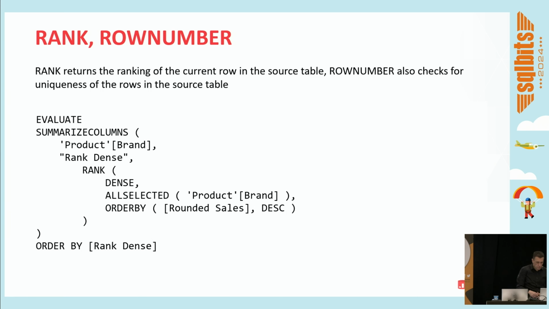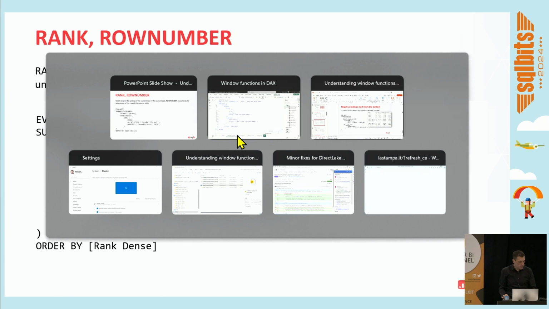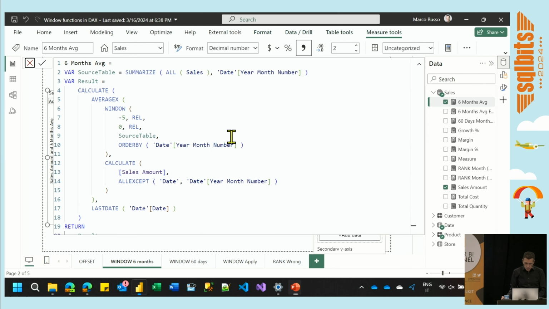The last two functions, I think, yes, are rank and row number. Rank and row number are functions that are used to get the ranking, or I mean, they seem similar, right? Because the row number also considers the sort order. So what is the difference between rank and row number? Well, the difference exists when there are ties. We can see this example here in Power BI Desktop.